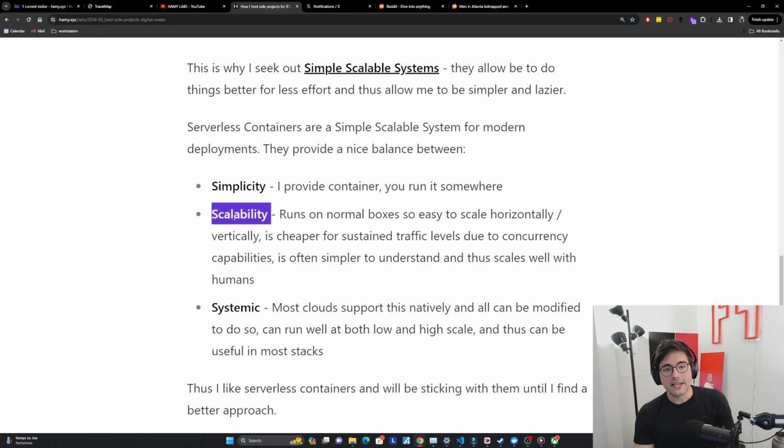It's also very highly scalable, right? So it typically is going to run on normal boxes, which makes it easy to scale horizontally and vertically. It's going to be cheaper for sustained traffic levels, especially compared to, again, serverless functions, nano services, because the workload cost is just 1 unit versus the explosive 1.52 units. And because we're running on just normal boxes, it's typically way cheaper than having to incur the convenience costs of the overhead of whatever extra stuff they're charging you for the convenience.